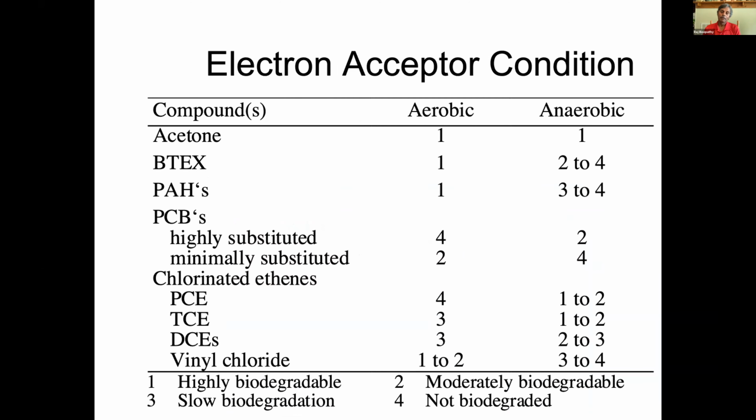If you look at, for example, acetone, the contaminant can be easily degraded both ways, by aerobic bacteria as well as anaerobic bacteria. And if you look at some of the compounds, they are only amenable to aerobic, and some of them are only amenable to anaerobic condition. For example, PCE is highly biodegradable in anaerobic condition as compared to aerobic condition. In the literature, people have done a lot of research on which compounds are amenable to aerobic and anaerobic degradation processes.